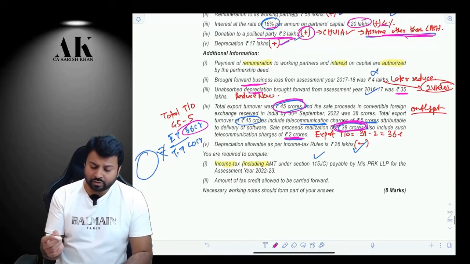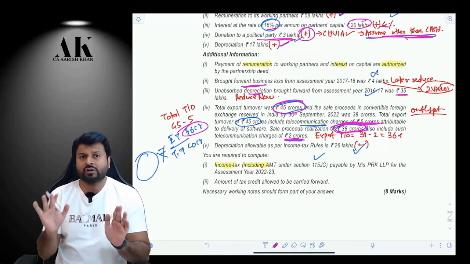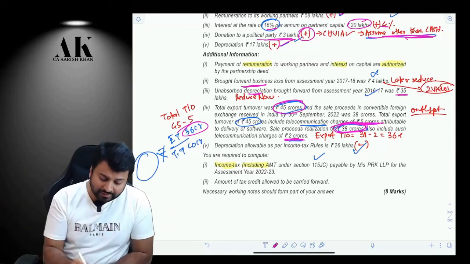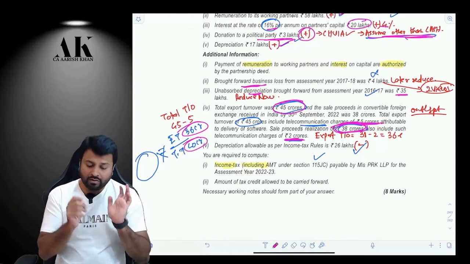Now, out of the 45 crores, in total turnover also, you should not take charges like insurance, freight and other charges. That also should be removed. Therefore, the total turnover is 40 crore. Now, what is your profit?